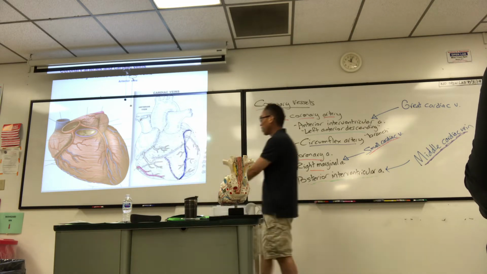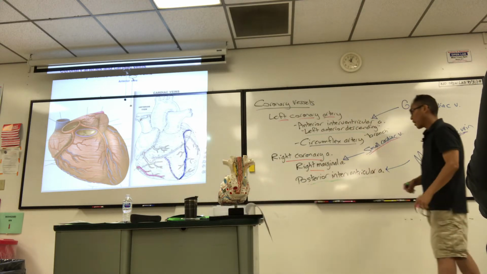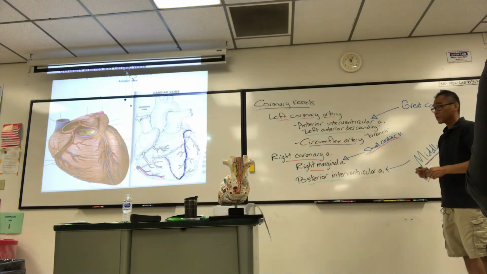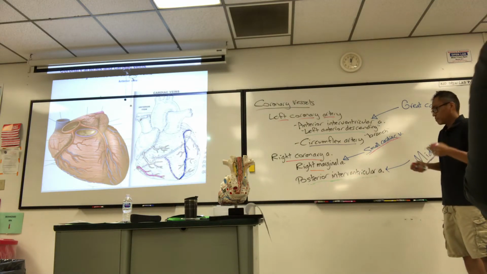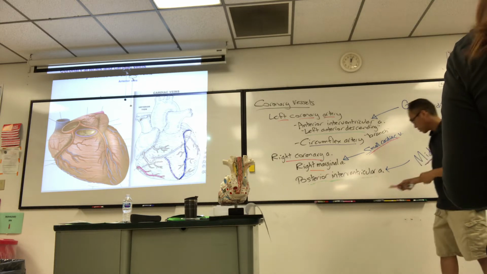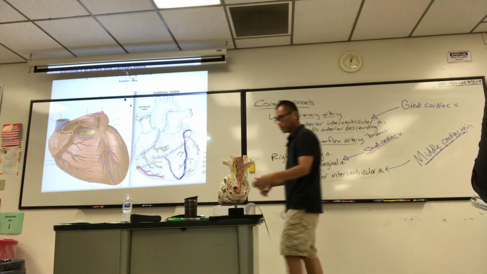Right there, the small cardiac vein runs with the right marginal artery. So these arteries and veins run together, and the models are easy. Blue is vein and red is artery. Makes it really easy for you guys.